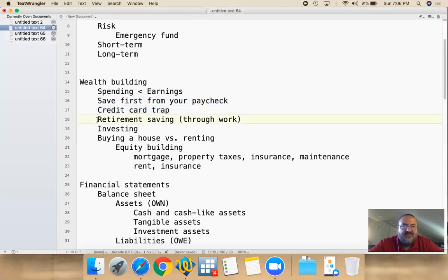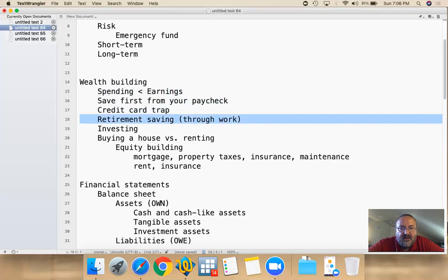So with respect to wealth building, obviously retirement saving is really important, and you should consider investing for retirement as soon as possible, because your savings will accumulate and they will have a compounding effect, meaning you put aside say $1,000 this year, that $1,000 will earn interest for the remainder of your life until you retire.